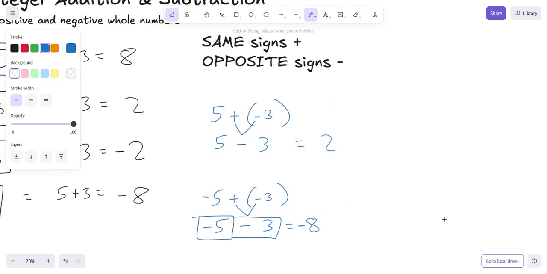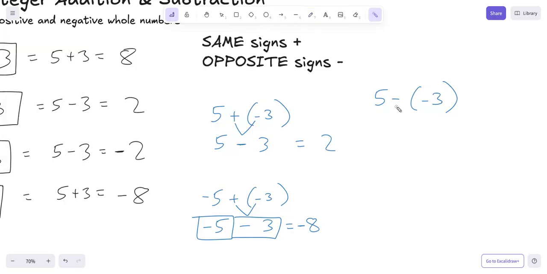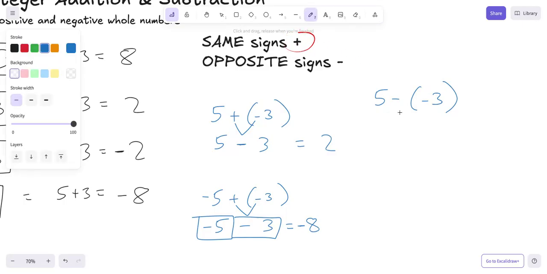And then comes the hardest or trickiest one. 5 minus negative 3. So the double negative. If we have minus minus, two signs next to each other, they are the same. So we replace with an addition. Minus minus is plus, so this is 5 plus 3, which is just 8.